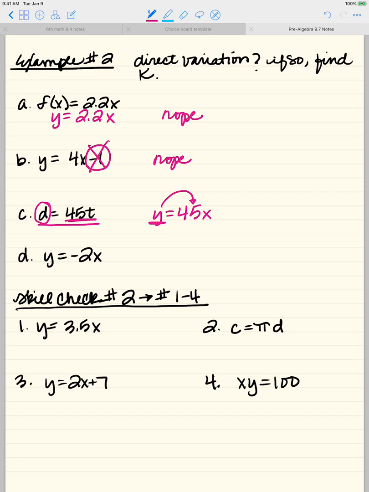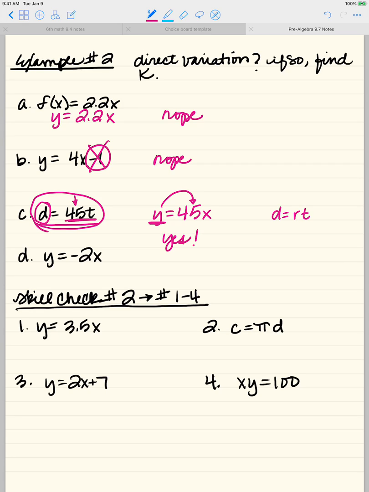What do you think this is? Does this look familiar to anyone? It should. This is actually distance is equal to rate times time. Distance is equal to rate times time is a form of a direct variation. So d is equal to 45t. 45 stays constant no matter what. Yes, this is a direct variation.